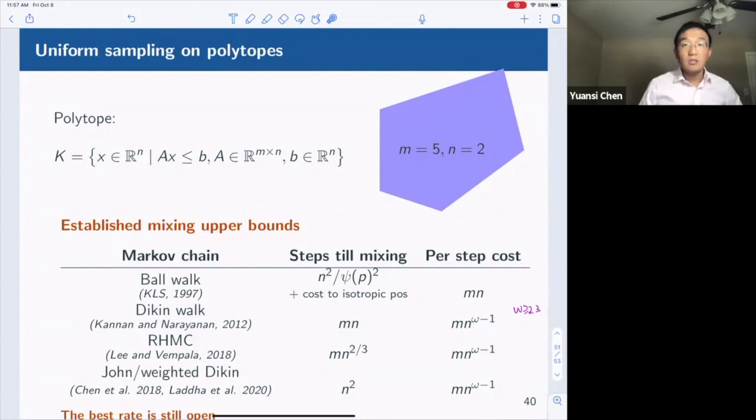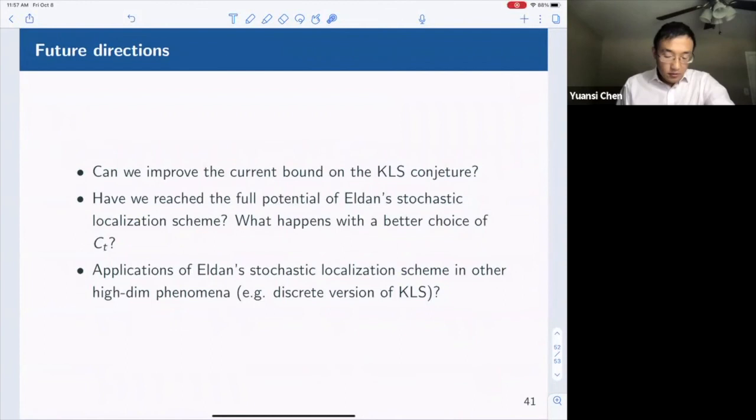people conjecture to be much lower than this rate, and is still open. Okay, so there are a few future directions. Currently we have a bound that is of order n log log n over log n to the 1/2. It looks like a very weird bound. It's a natural question to ask whether we can improve it.